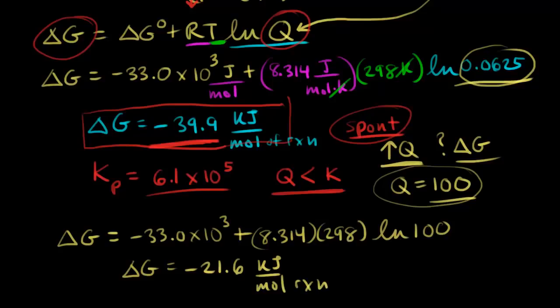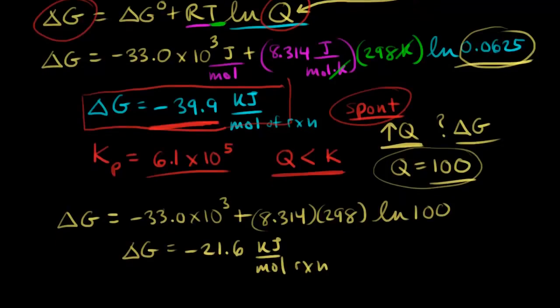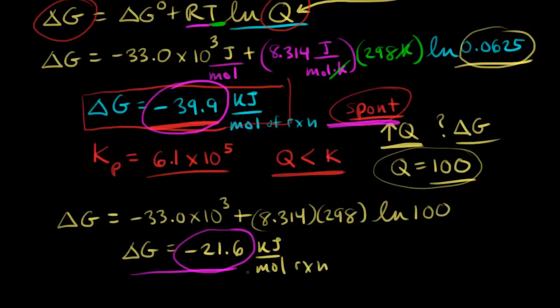So we increased Q. What happened to delta G? We went from a delta G of negative 39.9 to a delta G of negative 21.6. So we're getting closer to 0 as the reaction proceeds to the right. We're still spontaneous. We still have a negative value for delta G, so we still have a driving force to make more products.